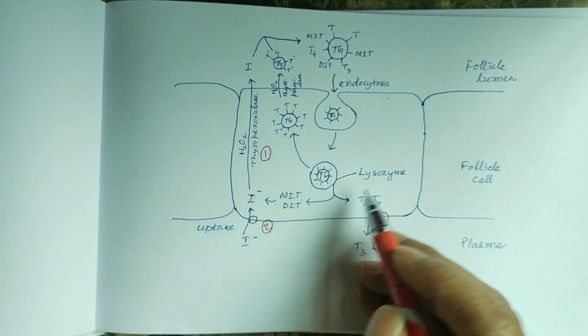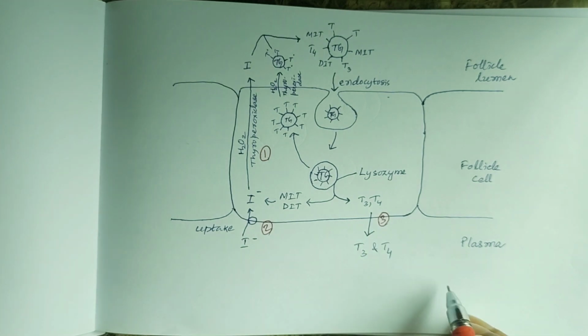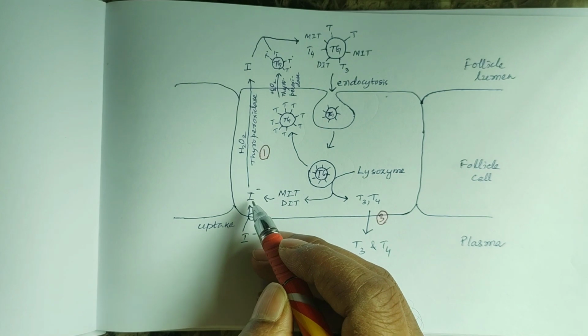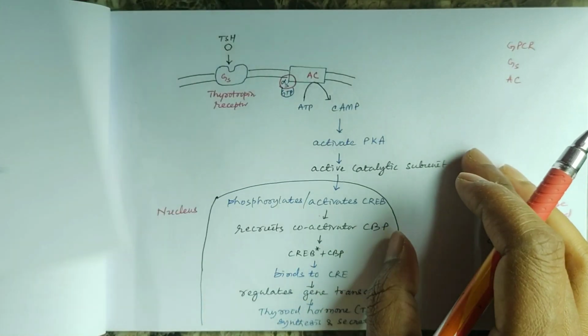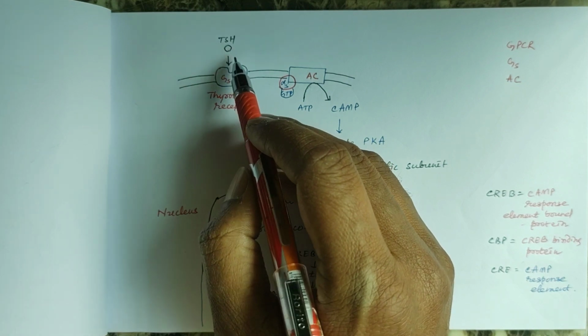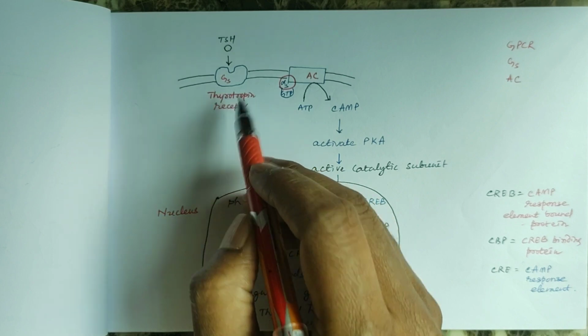Then it is endocytosed by lysosomal action. T3, T4 are released into the blood, and monoiodotyrosine, diiodotyrosine become the source of iodide again. So thyrotrophin or thyroid stimulating hormone TSH acts on a G protein coupled receptor, thyrotrophin receptor.